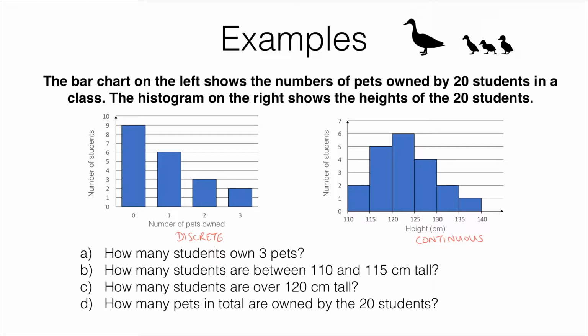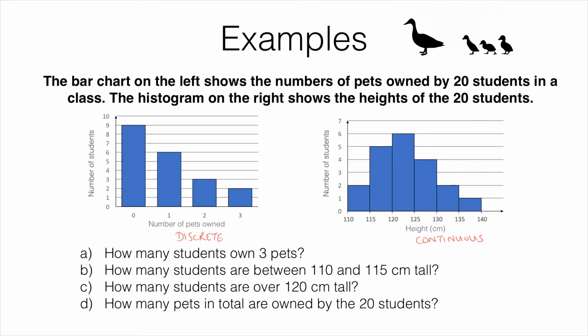The labelling on the axes is also different. Notice that the number of pets is labelled directly under each bar, whereas the heights are labelled as follows. That's because each bar tells you how many people's heights are within a certain range. So this bar here, for example, tells you that you've got 5 people whose heights are between 115 and 120 centimetres.